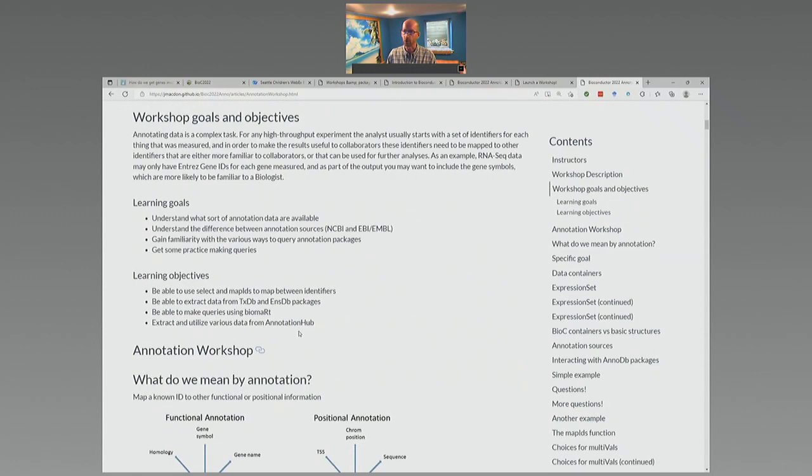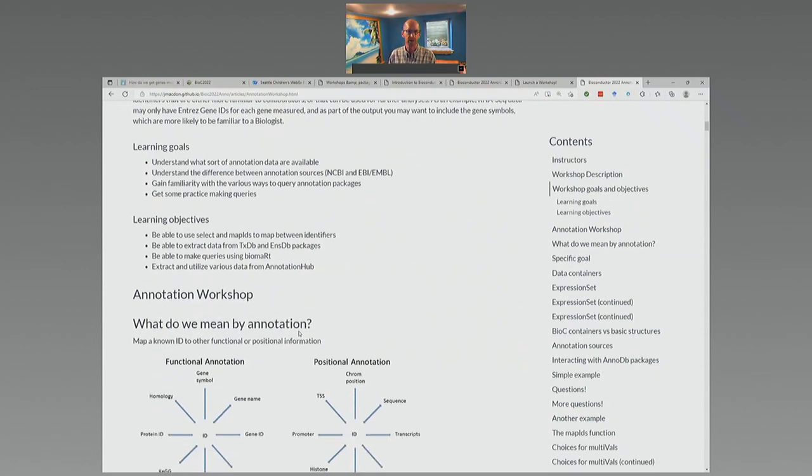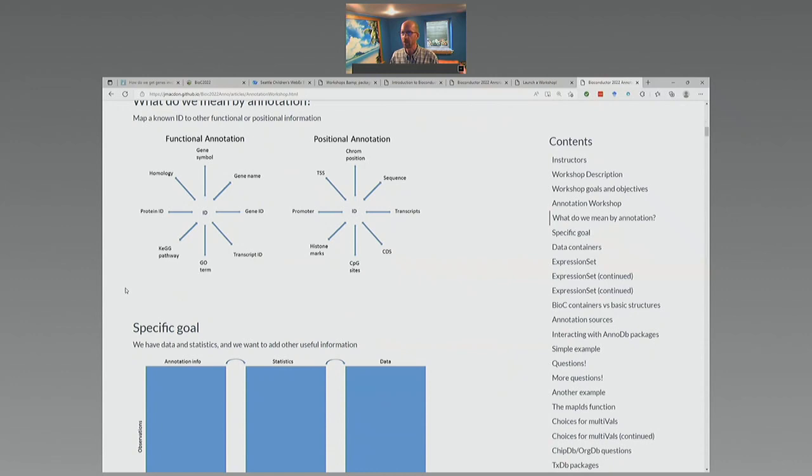The idea of what we're trying to do here is just understand what sort of annotation data are available in Bioconductor, understand the difference between some of the annotation sources, and get a little bit of practice on how to query these annotation packages, which is a little bit complicated for some of these things. So here are the learning objectives. So, what do we mean by annotation?